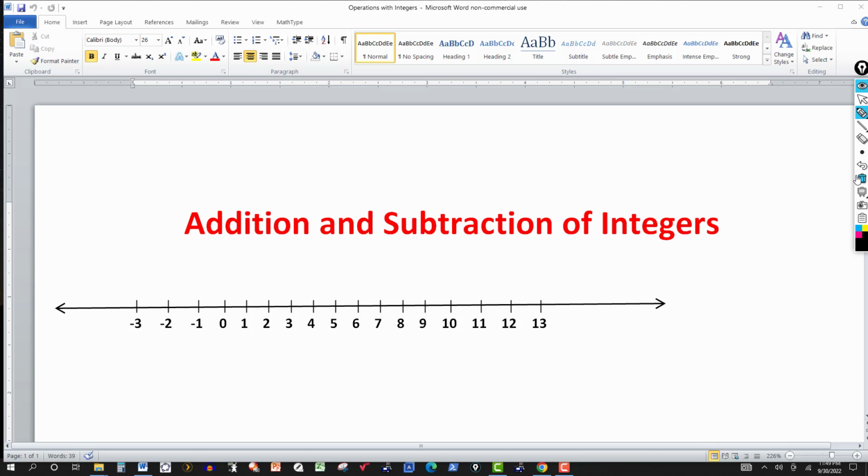So those are the rules for addition. If you're adding two numbers that have the same sign, just add them and bring down the sign. So if you're adding two negatives, add the numbers, bring down the sign.